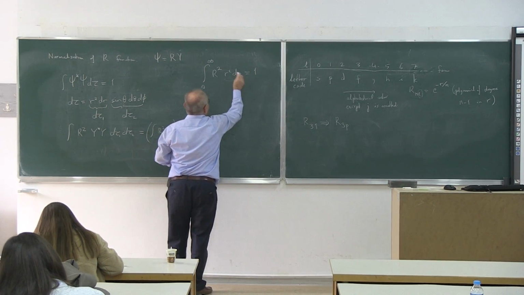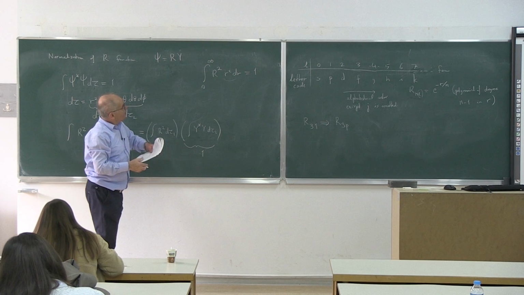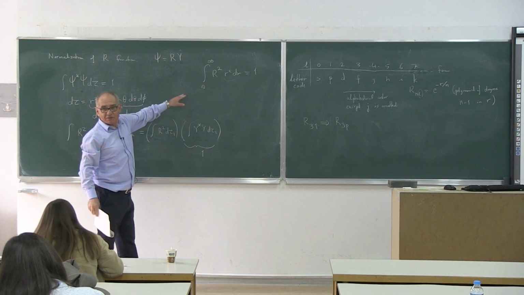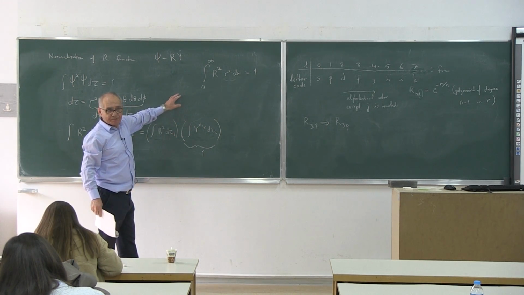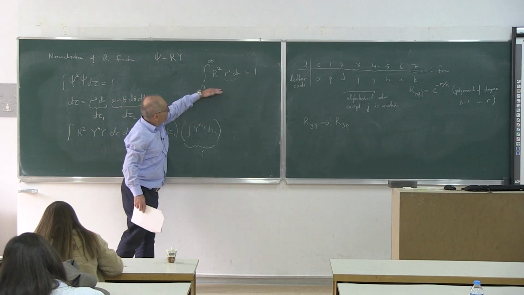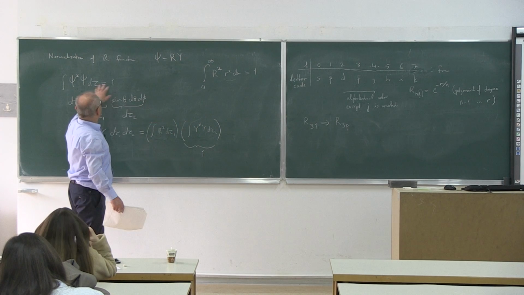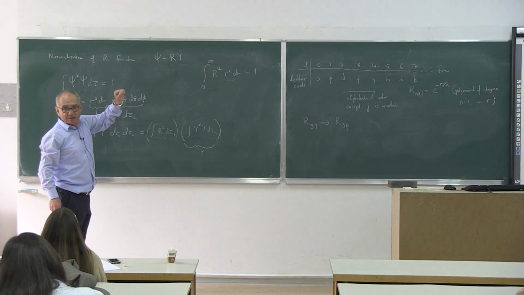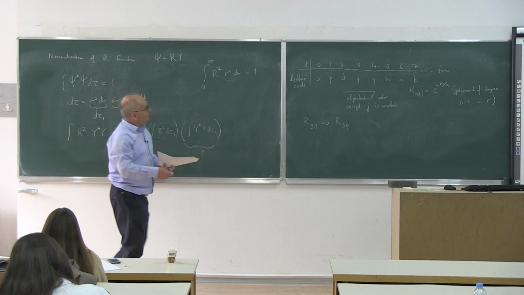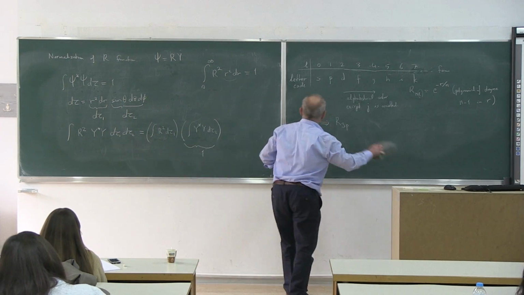So this is my definition of d tau 1. This is the normalization condition for the radial functions. Because when this integral is 1, it is 1 times 1 is equal to 1. Therefore, the full function is normalized. Let us have a very simple example.